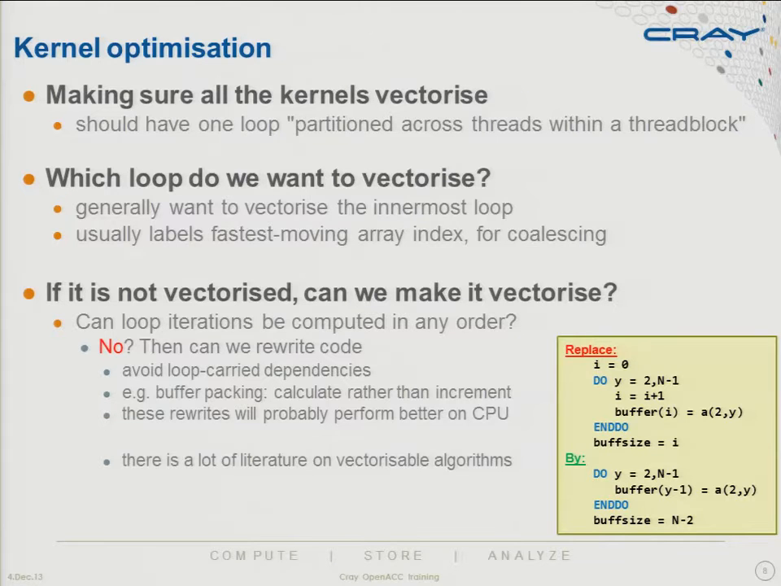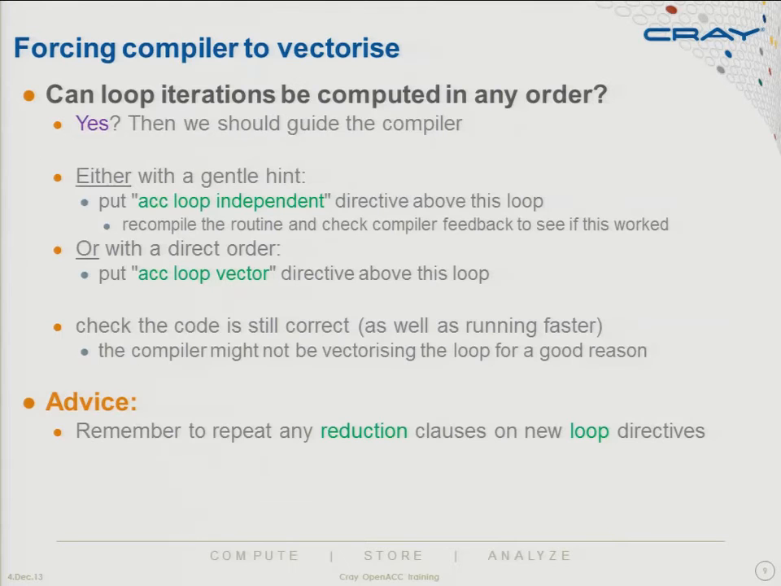There's lots of literature on vectorizable algorithms, but it may need something that's changed in the code. If the loop iterations can be computed in any order, then maybe the compiler is just being stupid. They are from time to time, as you probably know from experience. So then what do you do? Well, then you go in and you help it. One thing you can do is add a directive above the inner loop that should be vectorized, spread over threads within the thread block, and you give it a gentle hint. You say, these loop iterations are independent, and then maybe it'll say, oh yes, and then it does it for you. So you check the compiler feedback.